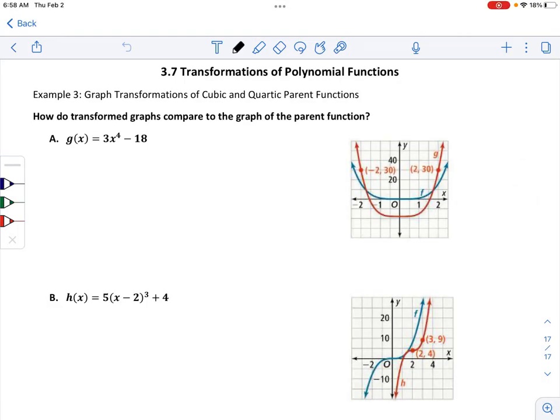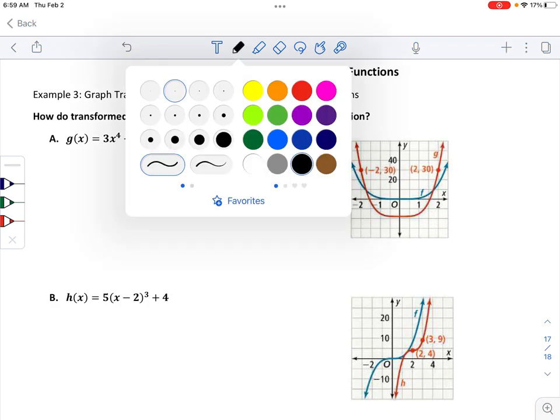Okay, so we're going to be looking at 3.7, the transformation of polynomial functions. When we look at a here, we have g of x equals 3x to the fourth minus 18. So our first thought has to be, what is our parent function? We've gone over a bunch of parent functions this year. So this one is to the fourth degree, so that means that our parent function is going to be y equals x to the fourth.